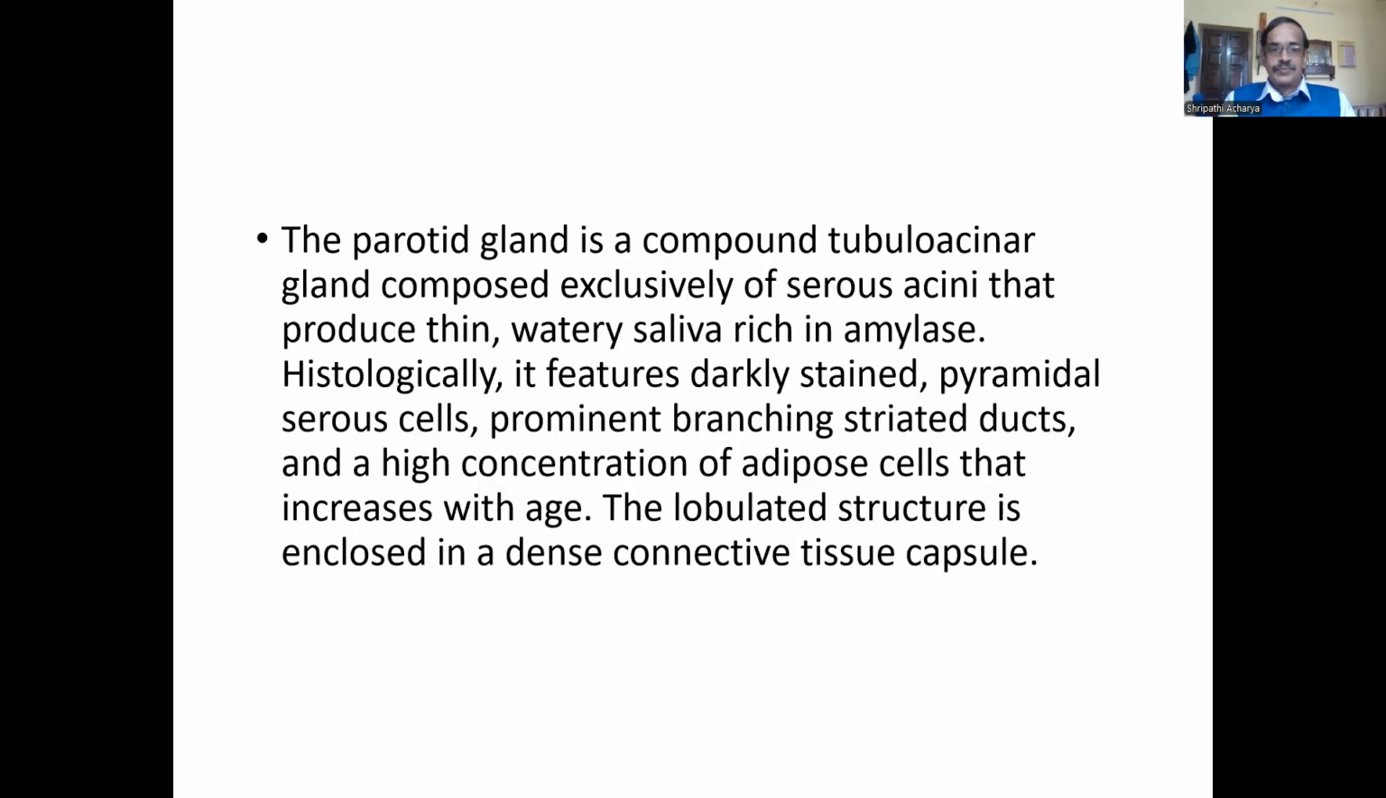Histology. The parotid gland is a compound tubuloacinar gland composed exclusively of serous acini that produce thin, watery saliva rich in amylase. Histologically, it features darkly stained pyramidal serous cells, prominent branching striated ducts, and a high concentration of adipose cells that increase with age. The lobulated structure is enclosed in a dense connective tissue capsule.